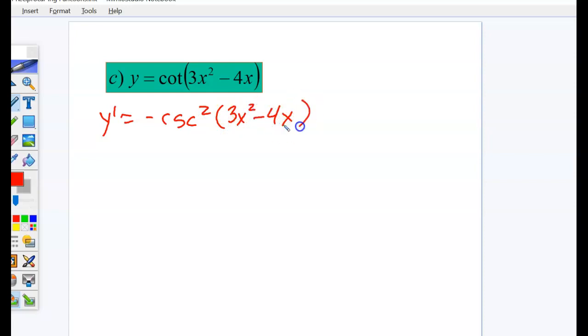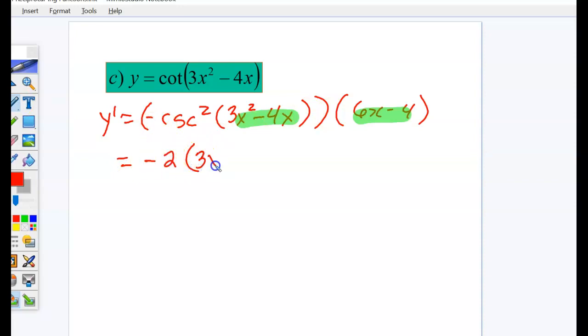3x squared minus 4x tags along. And then I times it by the derivative of 3x squared minus 4x, which is 6x minus 4. You could factor a negative out of that. If I bring a 2 out of that, times it by that negative, I'll have a negative 2 out front. And that binomial will become 3x minus 2. And then it's cosecant squared 3x squared minus 4x.